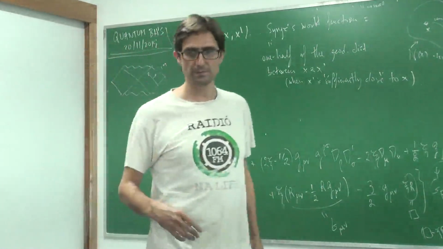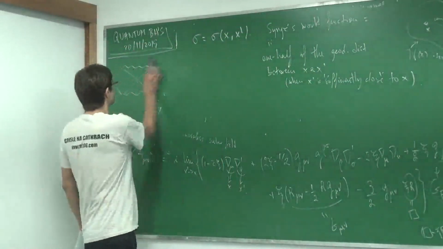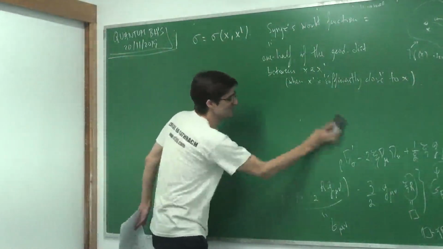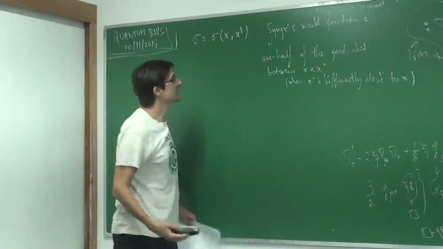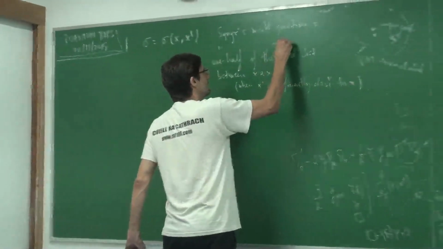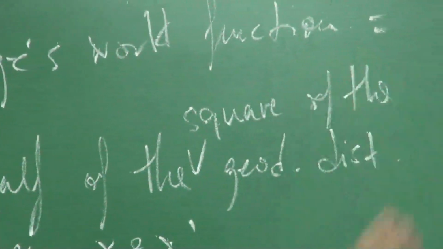My students know this inside out, at least a bit. It's a squared, right? Yes, you're right. One half of the squared geodesic distance. Thank you.